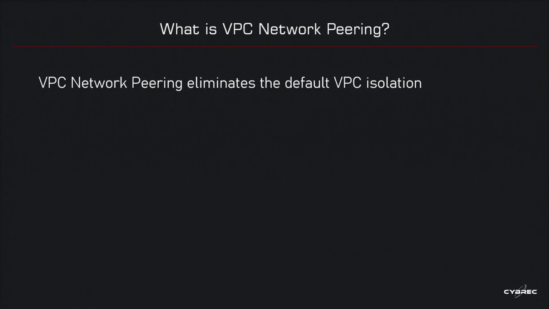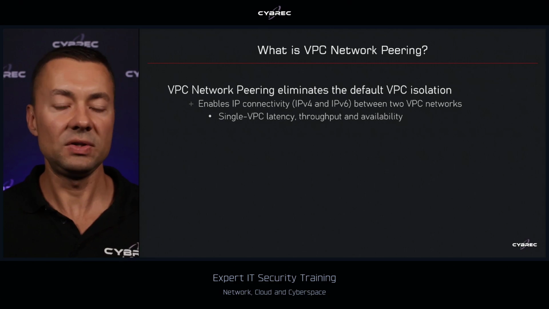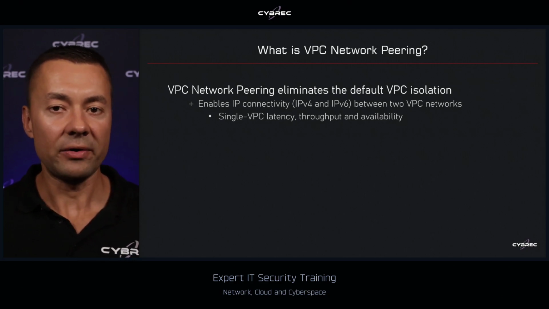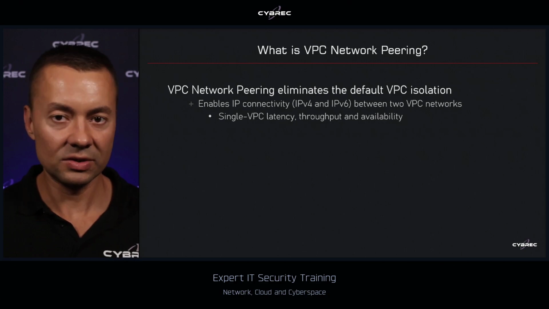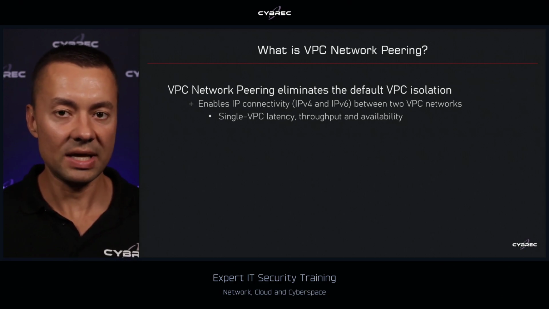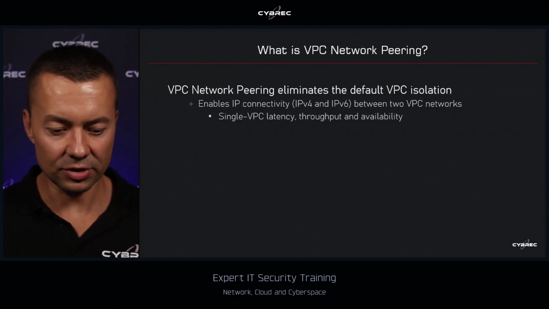As you probably guessed, the VPC network peering feature of the Google Cloud Platform is something that is going to eliminate this default VPC isolation. VPC network peering is what enables IP connectivity between two VPC networks, no matter if they are in the same project or across different projects. VPC network peering can be established even with VPCs that belong to different organizations.